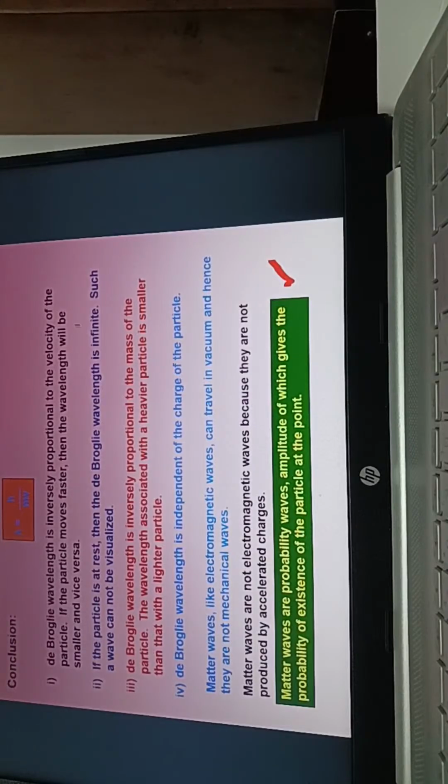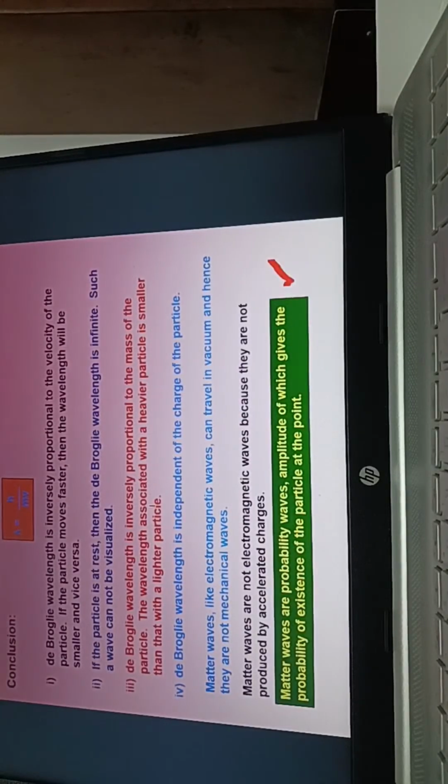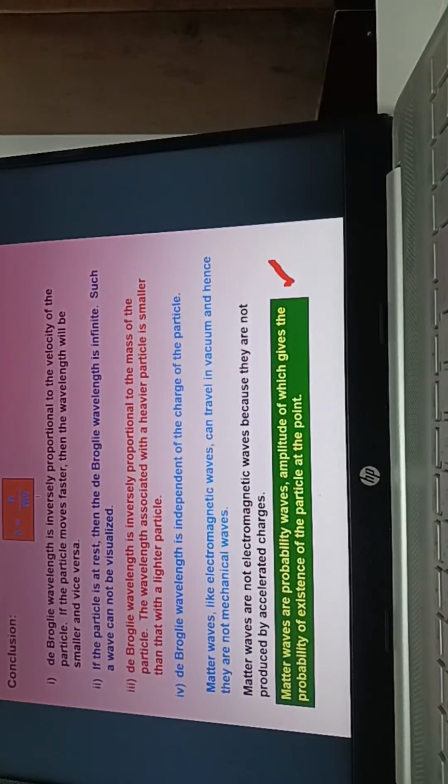What is the first point? We have already discussed that wavelength is inversely proportional to velocity. Mass and Planck's constant, m and h, are constant. If velocity increases, wavelength decreases. If the particle is at rest, the de Broglie wavelength is infinity. So v is 0, lambda is infinity, sorry.